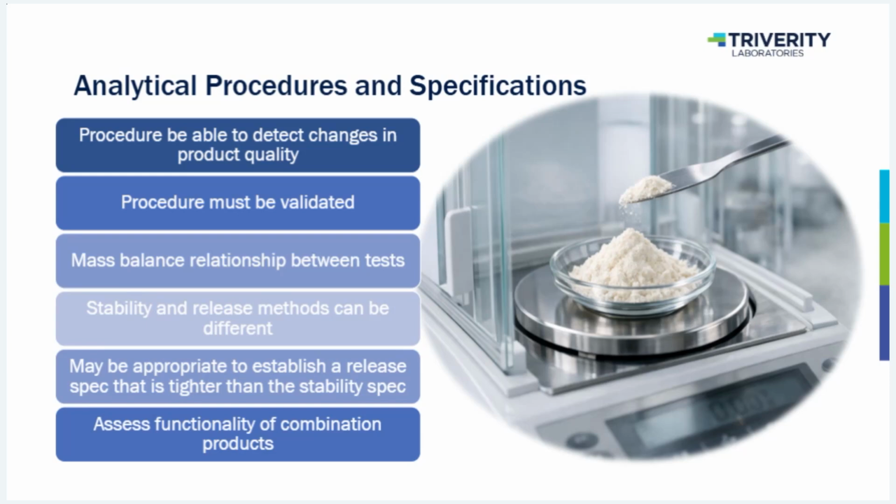The way that the ICH defines mass balance is that it's adding together the assay value and the levels of the degradation products to see how closely they add up to 100% of the initial value. So you need to take a scientific lens on that and say, okay, with my analytical variability, am I close enough to 100% of my original value?